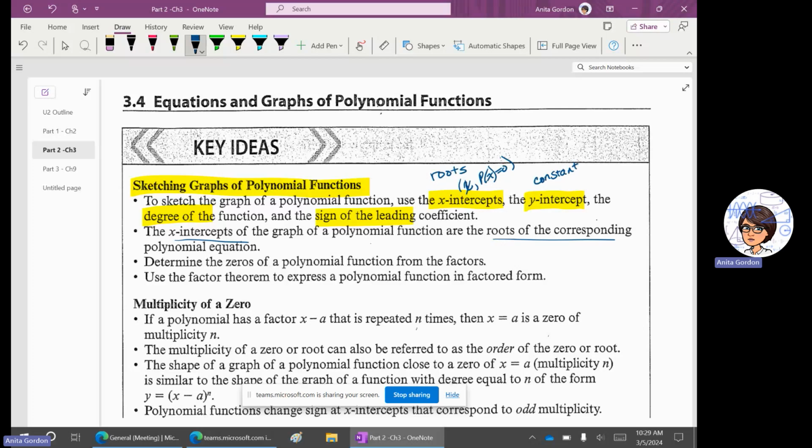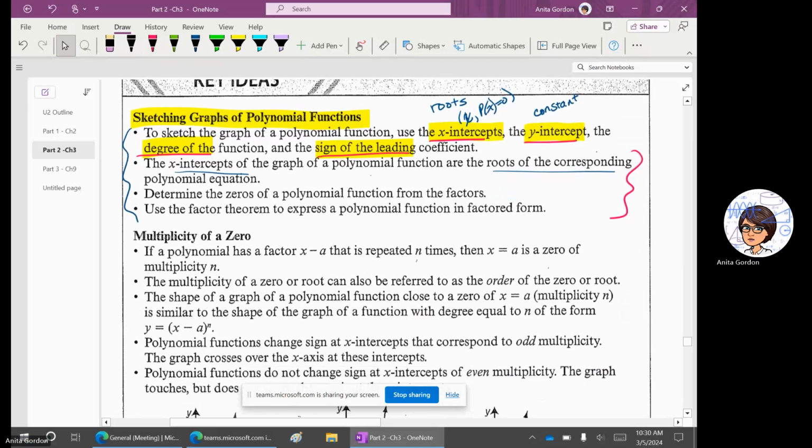Determine the zeros of the polynomial functions from their factors and use the factor theorem to express the polynomial in factored form. So key points here, these are the bits of information we are looking for to find our key points and some key features. And the way that we're going to do that is by factoring the equation fully.